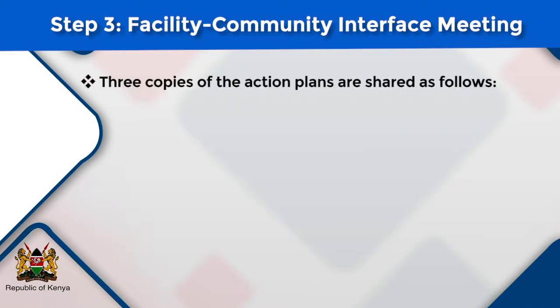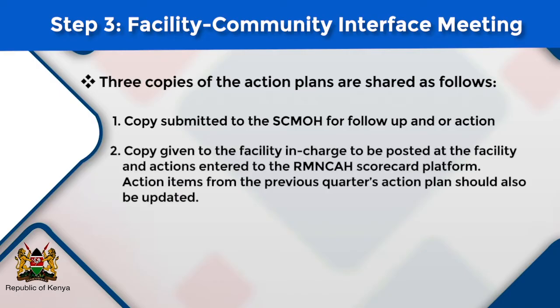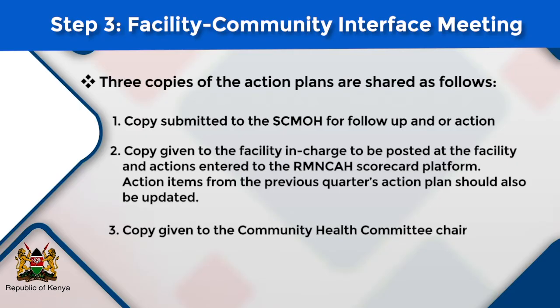3 copies of the action plans are shared as follows. 1. Copy submitted to the SCMOH for follow-up or action. 2. Copy given to the facility in charge to be posted at the facility, and the action entered into the RAMCA scorecard platform. Action items from the previous quarter's action plan should also be updated. 3. Copy given to the Community Health Committee Chair.